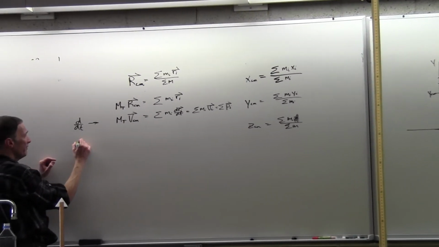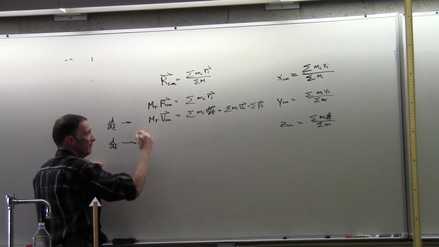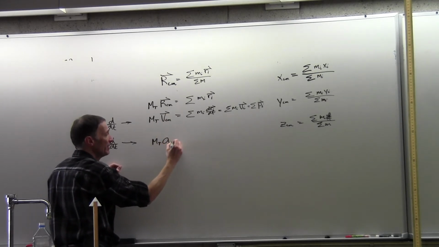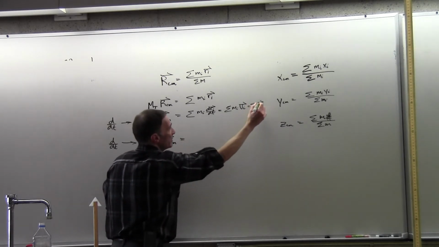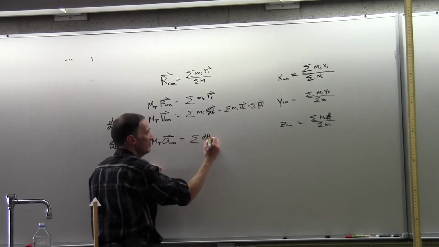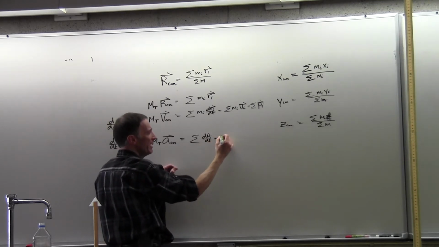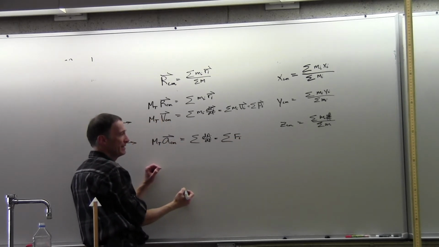Let me do one more step here. If we take the derivative again with respect to time one more time, I end up with the total mass times the acceleration of the center of mass. And that's equal to the derivative of all the momenta inside. But the time rate of change, or the derivative, of the momenta is nothing more than the sum of all the forces on the individual pieces.